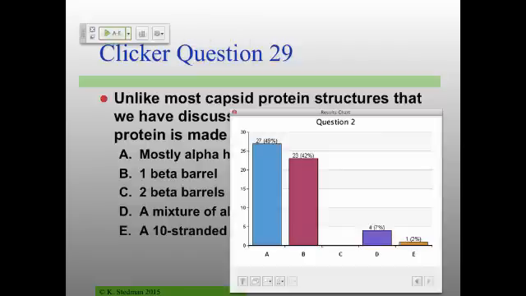Okay, we've got a mixture here. Lots of different ideas. The correct answer is A. It's mostly alpha helical.